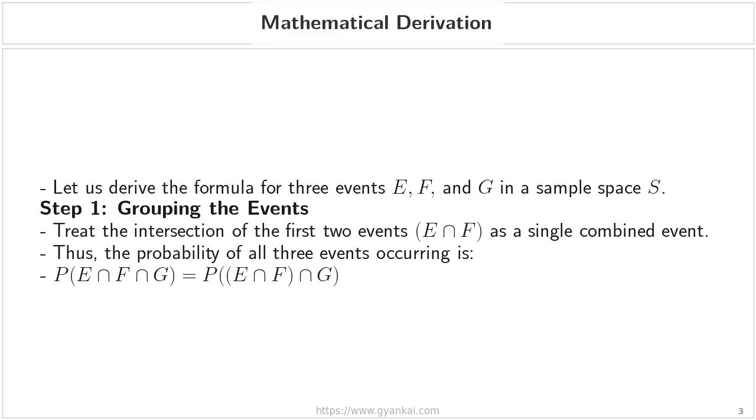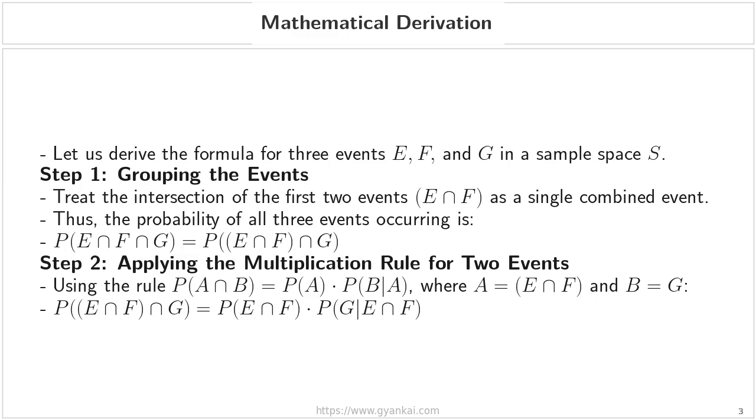To make this complex problem manageable, we are going to treat the intersection of the first 2 events, E intersection F, as if it were just one single combined event. Because of this, the probability of all 3 events occurring, which we write as the probability of E intersection F intersection G, can be rewritten as the probability of the intersection of the event E intersection F and the event G.